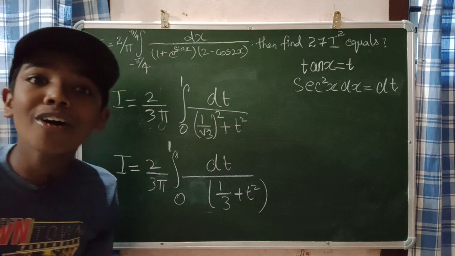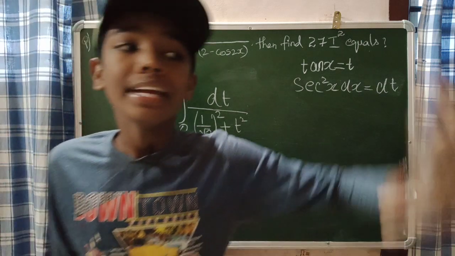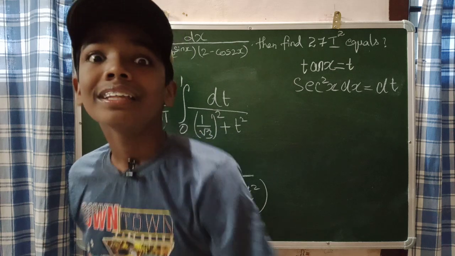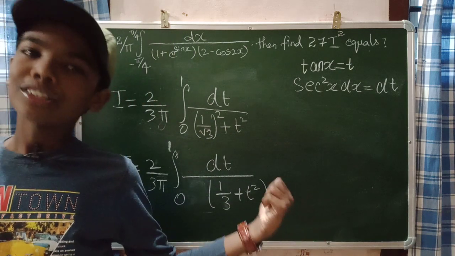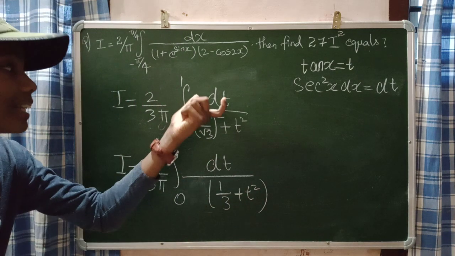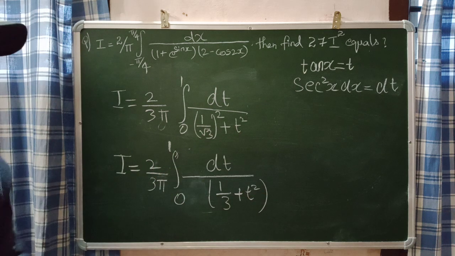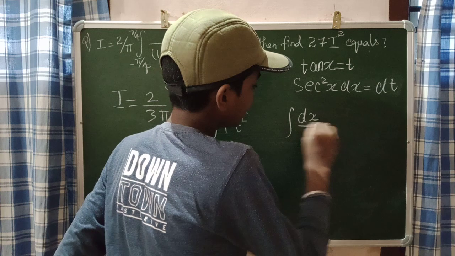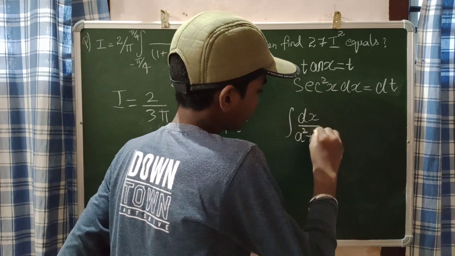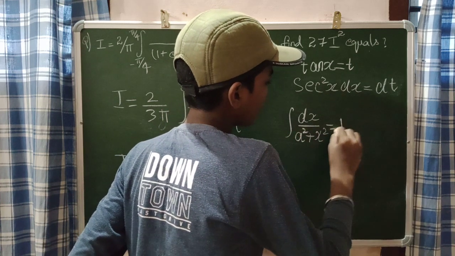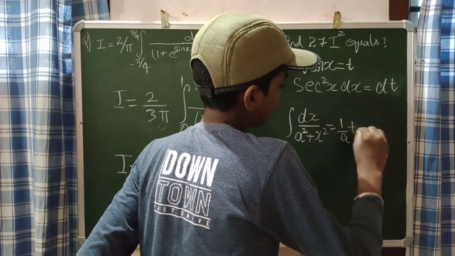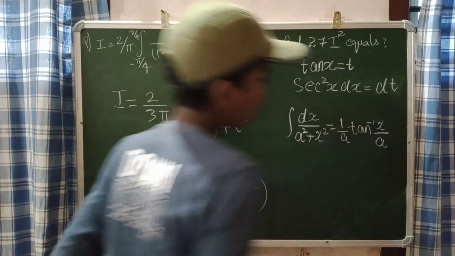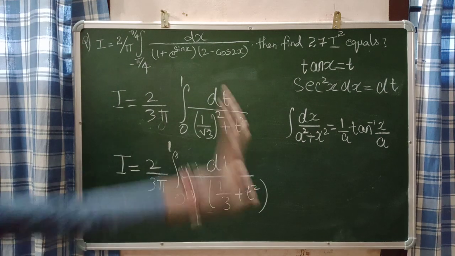Why? That's because in order to use the formula of integration of dx by a square plus x square, which is equal to 1 by a of tan inverse of x by a. That's a formula. Because it looks like the form of integration of dx by a square plus x square, that is why I'm doing this. In order to use this formula of an integral, I am doing all such things.